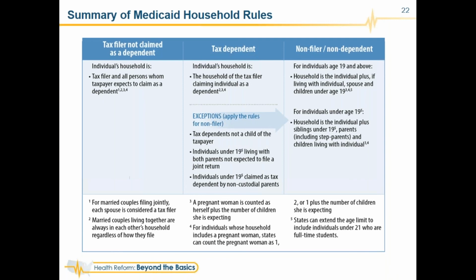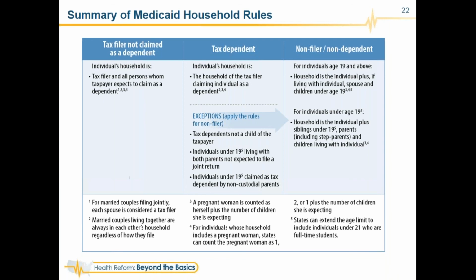So we'll use this chart to review each category of the household. And I personally just have a copy of this chart near me, just because I have not memorized all of these. So we're going to walk through this chart because this can get a little complicated on the Medicaid side. So the rules for tax filers: the household of the tax filer who is not claimed as a dependent by another person includes the tax filer and all other people that a tax filer expects to claim as a dependent.